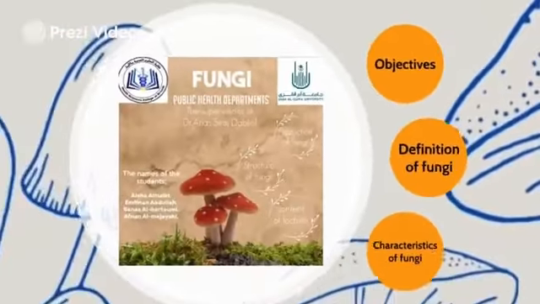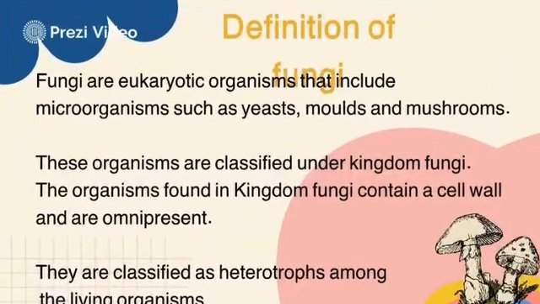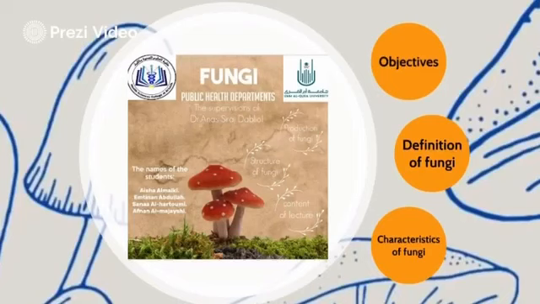Definition of fungi. Fungi are eukaryotic organisms that include microorganisms such as yeast, molds, and mushrooms. These organisms are classified under kingdom fungi. The organisms found in kingdom fungi contain a cell wall and are omnipresent. They are classified as heterotrophs, owing to the living organism.